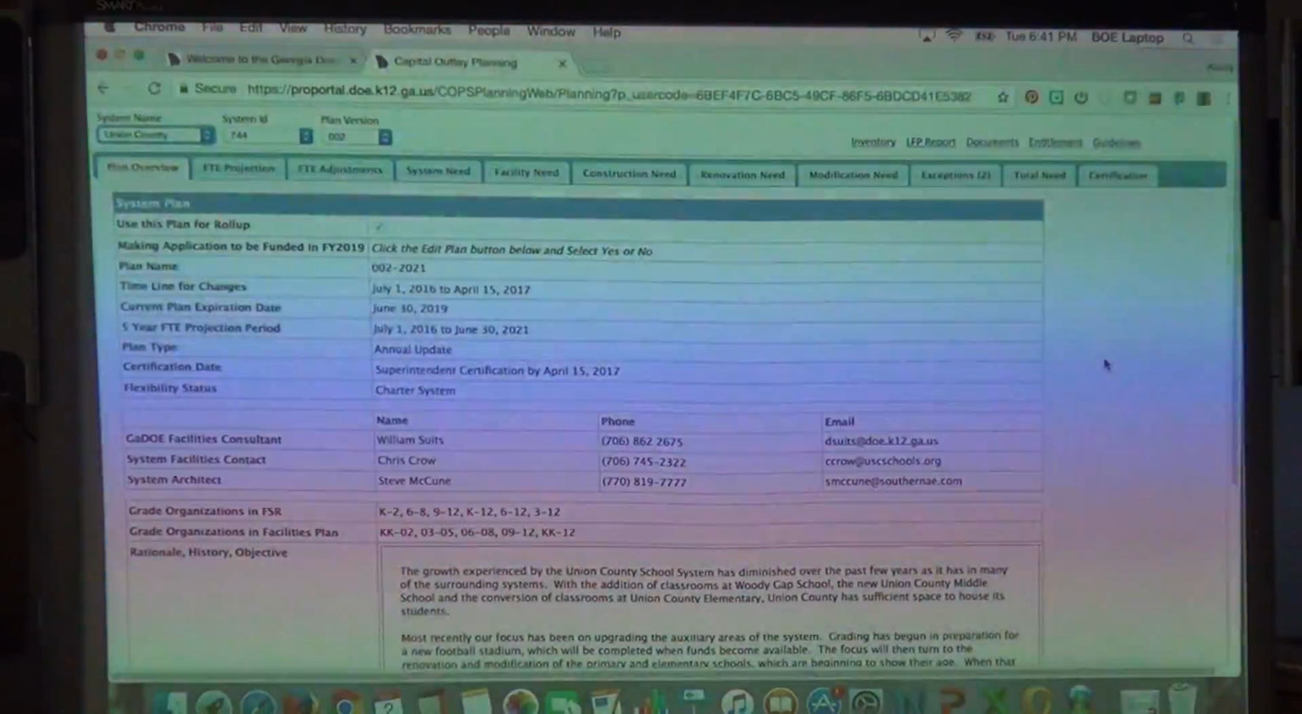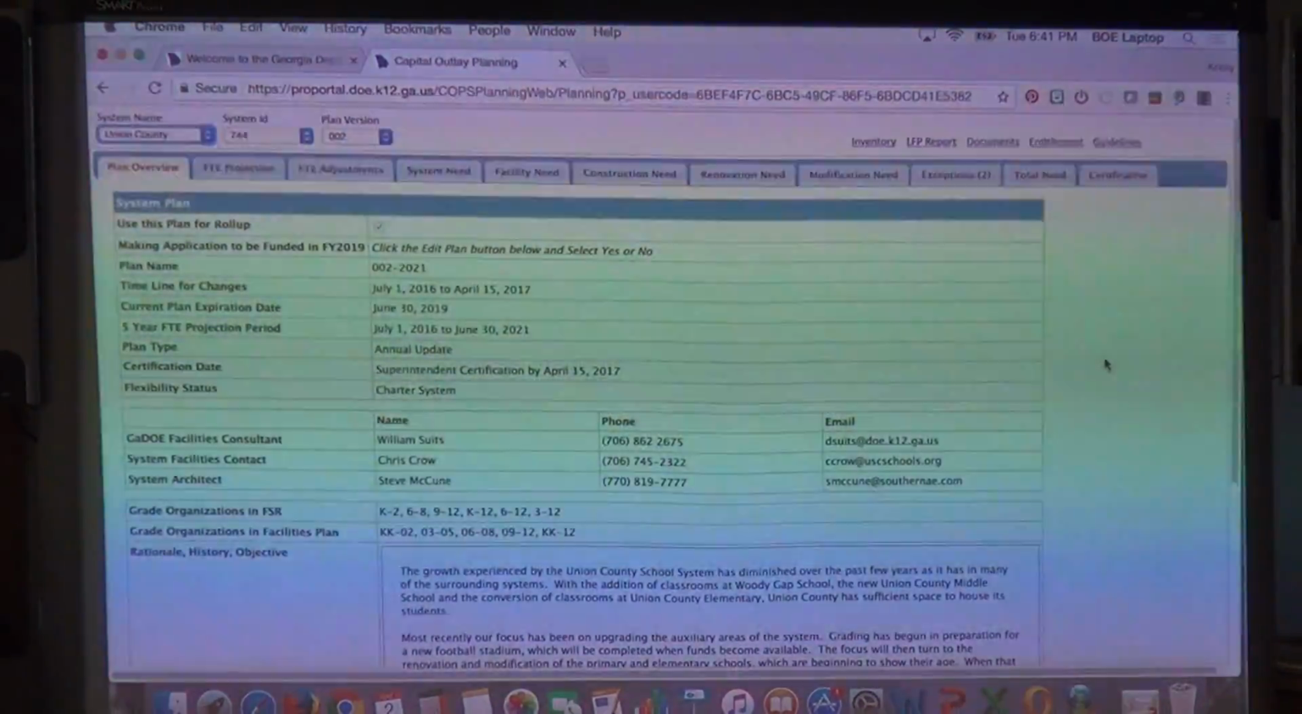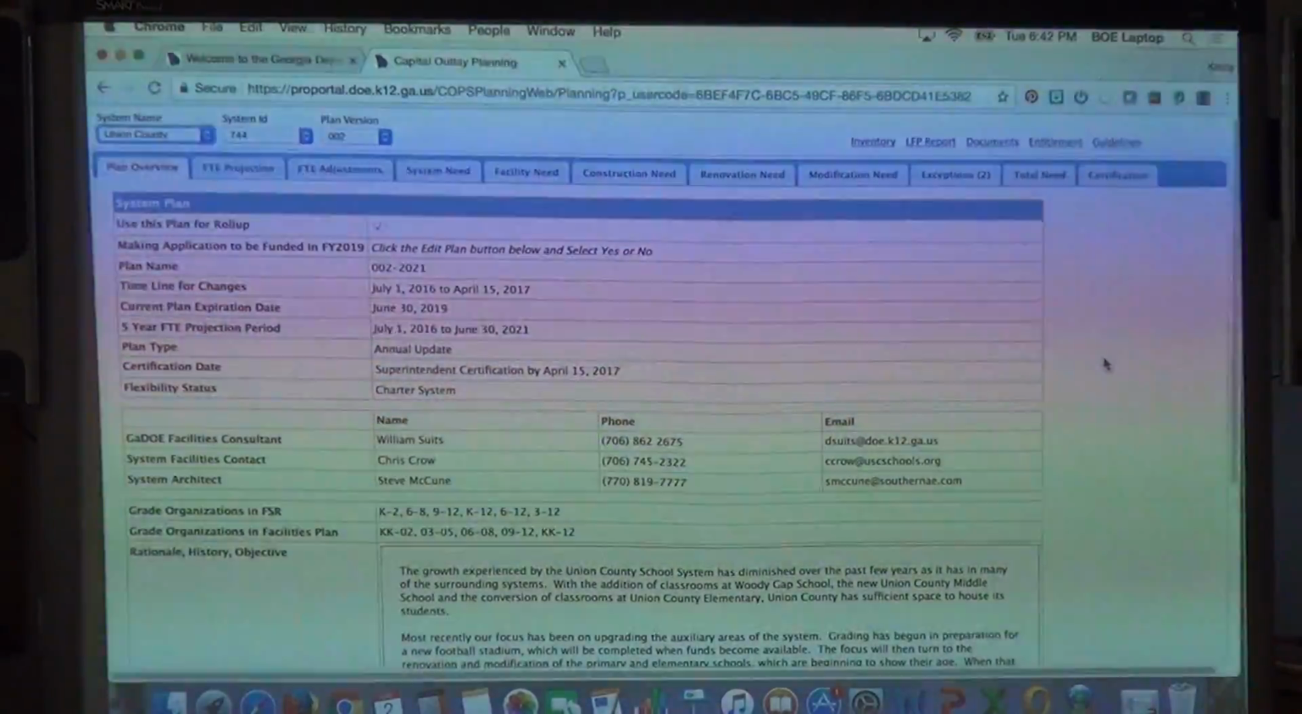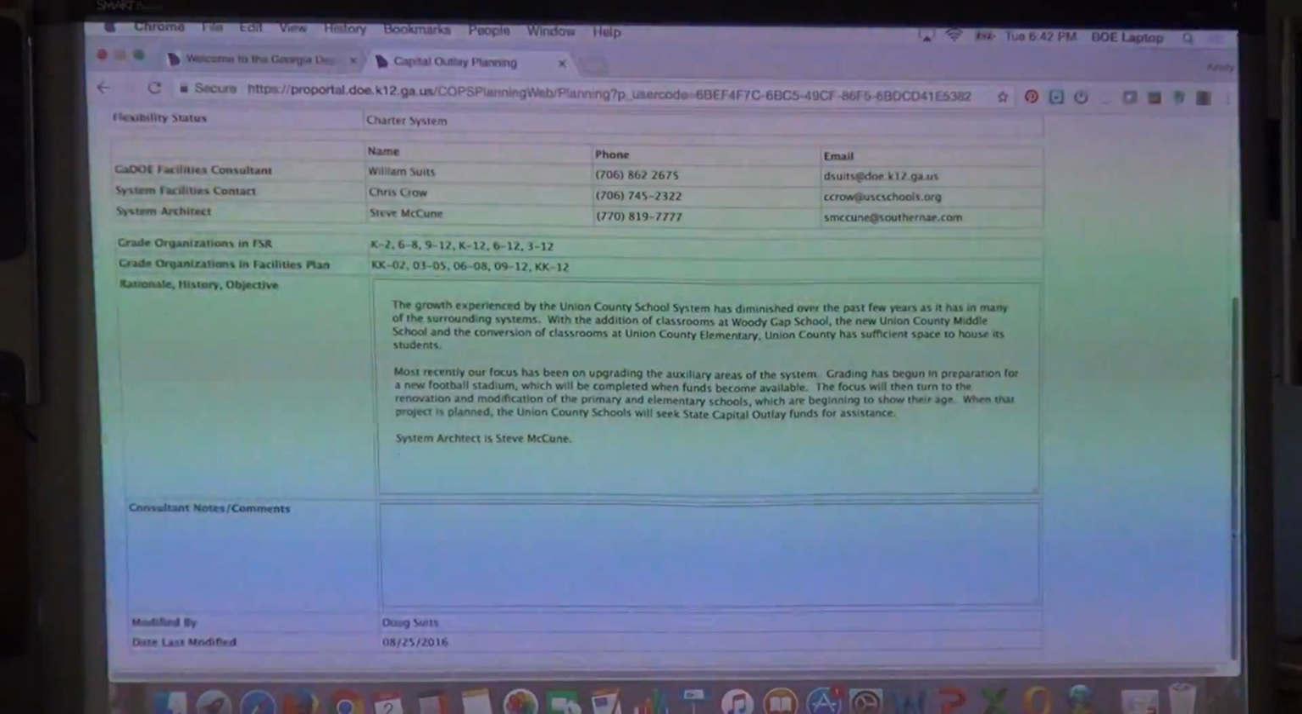And you do an annual update. Your superintendent has to certify it, and it tells you what your system is, and it's got your contact information in there. William Doug Suits is your DOE consultant. Chris Crow is obviously here, and Steve McCune is your architect of record. All those people are on there, and they provide information that goes into this plan. There's always that little statement down at the bottom that your superintendent sometimes rewrites every year, sometimes they don't. It really doesn't mean a whole lot. The DOE does look at it occasionally to see what your plans are, and if you've got something in there, it becomes very important.